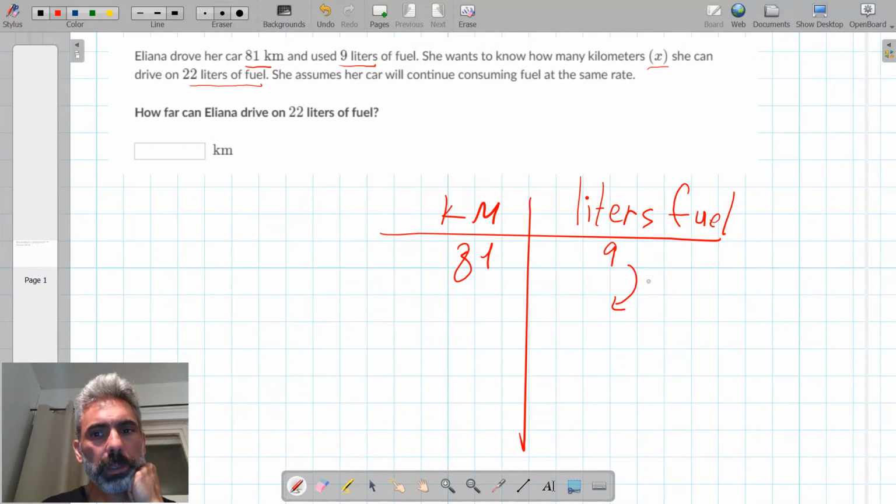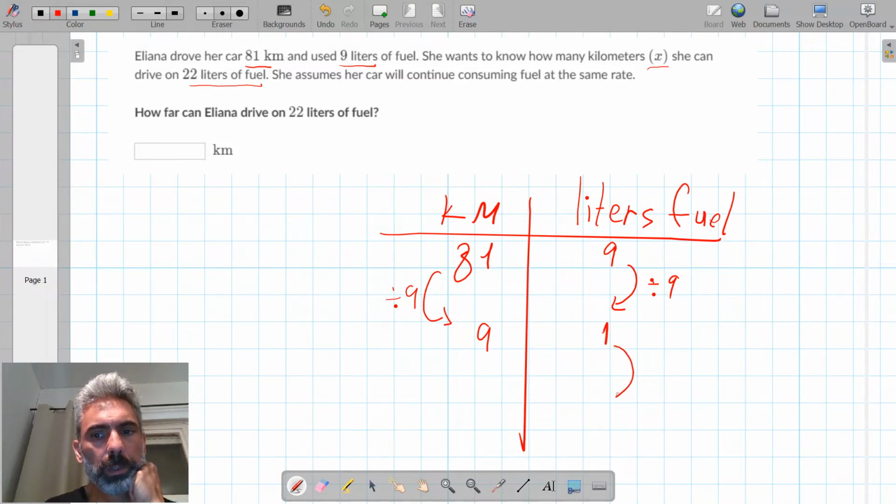So I divide 81 by 9. 9 divided by 9, I get 1. 8 divided by 9, I get 9. So she can go 9 kilometers on 1 liter. She wants to know how many kilometers X she can drive on 22 liters of fuel.